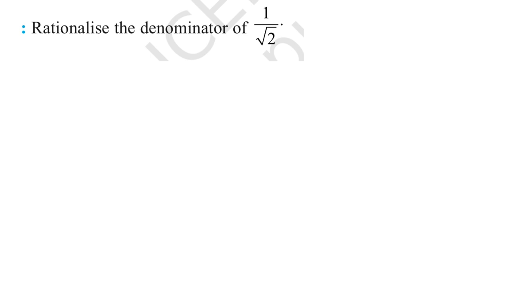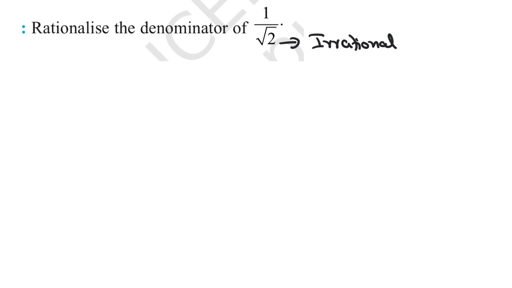Let us now look at how to rationalize the denominator 1 over square root 2. Is square root 2 an irrational number? Yes. We already know what irrational numbers are. Please refer to my previous video lessons. Now we have to change this irrational denominator into a rational denominator. This process of changing the irrational denominator into rational denominator is called rationalizing the denominator.